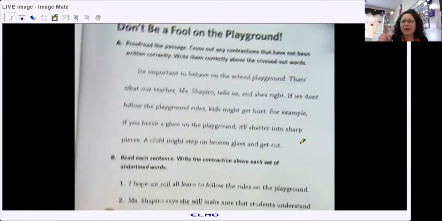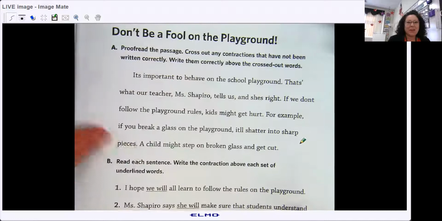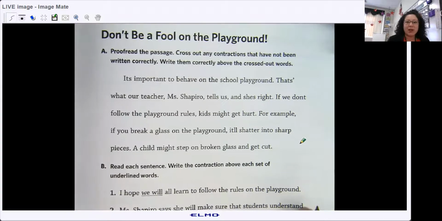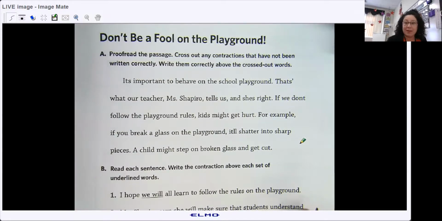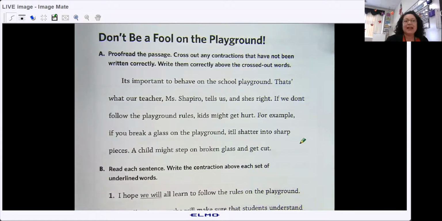Don't be a fool on the playground. Do not be a fool on the playground. Proofread the passage. Cross out any contractions that have not been written correctly and write them correctly above the crossed out words. All right, again, one sentence at a time. It's important to behave on the school playground.